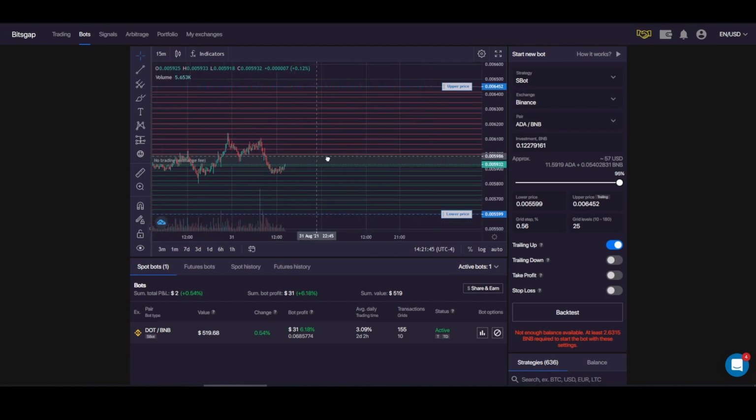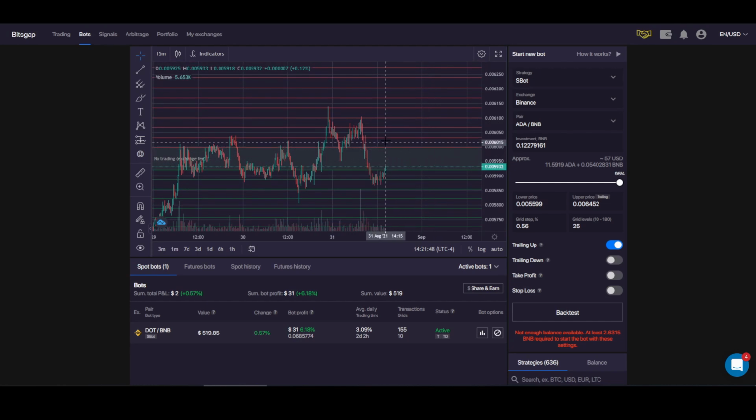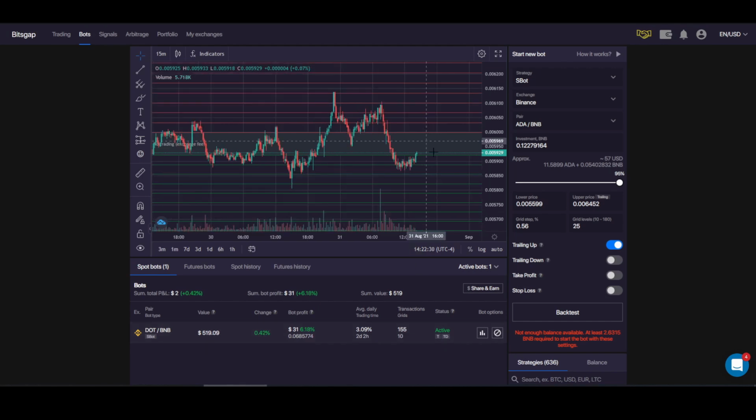Every time the price goes through one of those lines, it triggers a buy or a sell. If the price goes up, it triggers a sell, and if the price goes down, every time it crosses a line, it triggers a buy. So it buys low and sells high, and that's all it does, automatically, multiple times a day. Just to give you an idea, this bot was created two days ago, and it already did 155 transactions in the last two days. That's quite a lot.